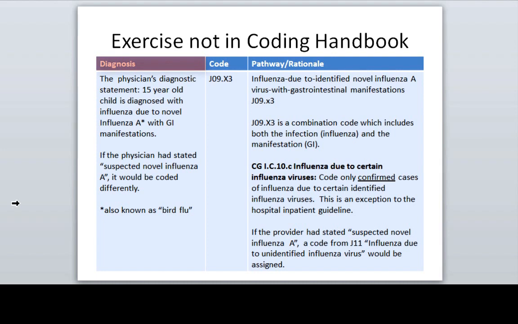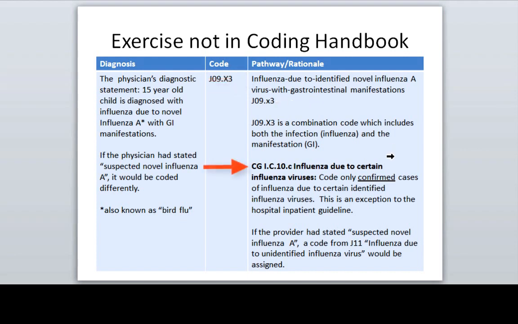The physician's diagnostic statement. 15-year-old child is diagnosed with influenza due to novel influenza A with GI manifestations. Reminder, if the physician had stated suspected novel influenza A, it would be coded differently. Novel influenza A is also known as bird flu, in case you ever heard that term. So I have the pathway here. And you see in this case, it is a combination code because you've got the infection, the influenza, and the manifestation, the GI, in the same code, J09.X3.